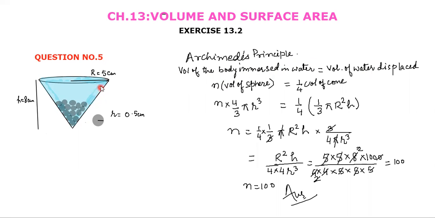And he is giving us that the water displaced is one fourth of this vessel. So one fourth the volume of the cone. Now we have to put in the formula. n is as it is. Volume of the sphere is 4 upon 3 pi r cube. One upon 4 times the volume of the cone, which is 1 upon 3 pi r square h. I represented both the r with different symbols because the radius of both is different. Radius of the vessel is 5 centimeter, whereas radius of the sphere is 0.5 centimeter.